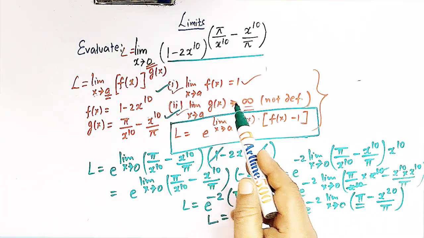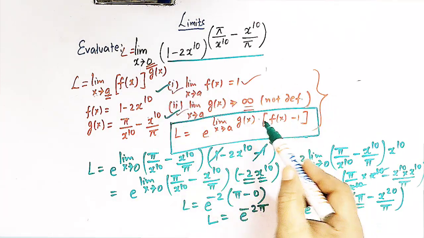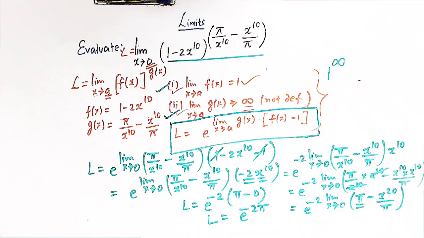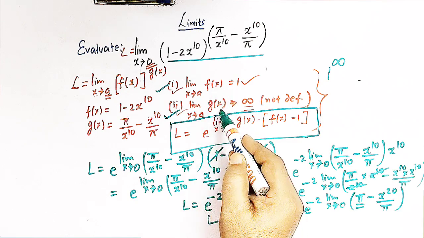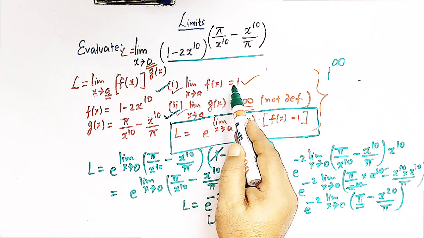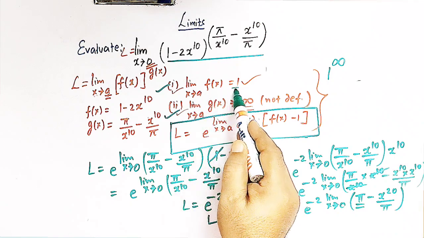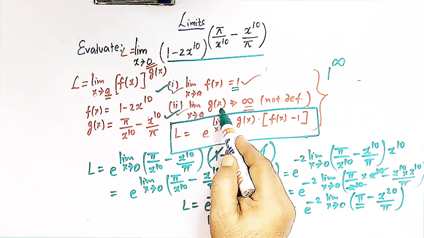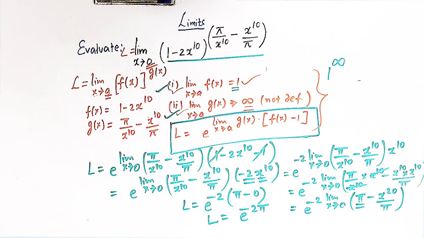So this is how by this method limits of the form 1 raised to infinity can easily be evaluated. But here two conditions are important. The first one is limit x tends to a, f of x should be equal to 1, and the limit x tends to a, g of x must tend to infinity.